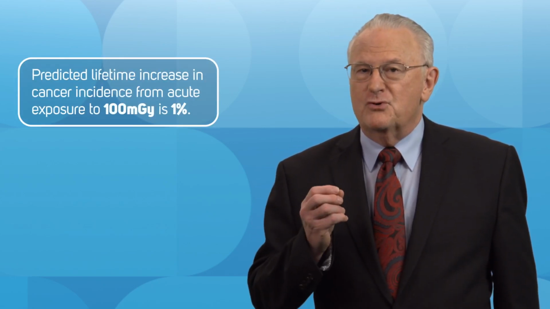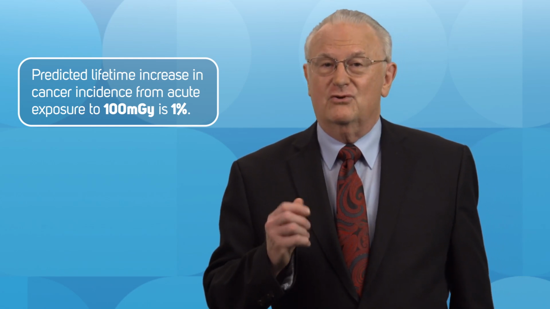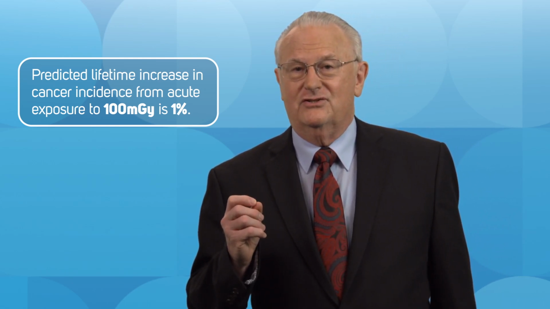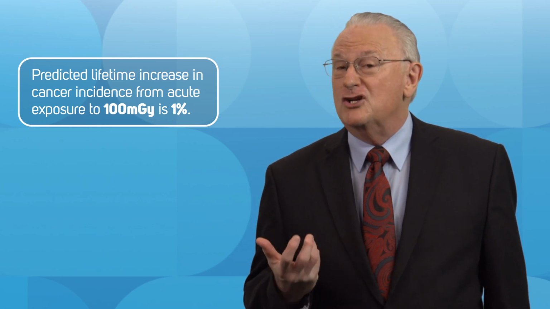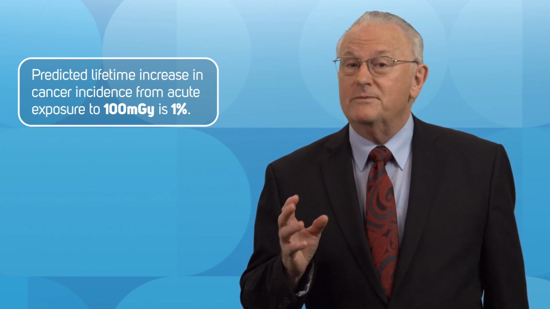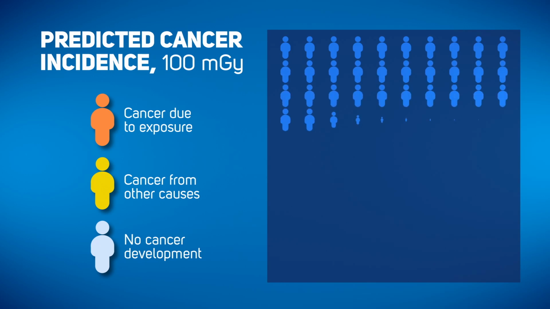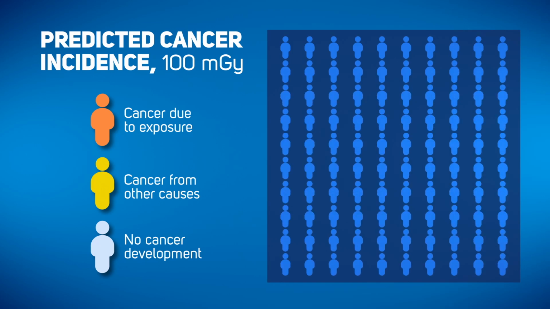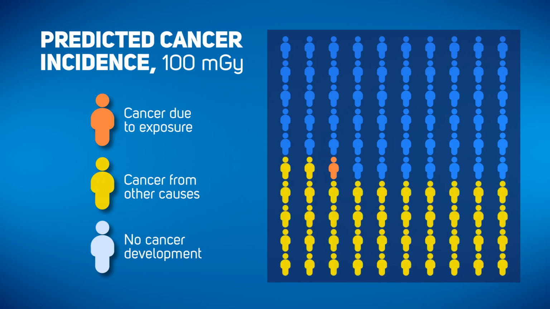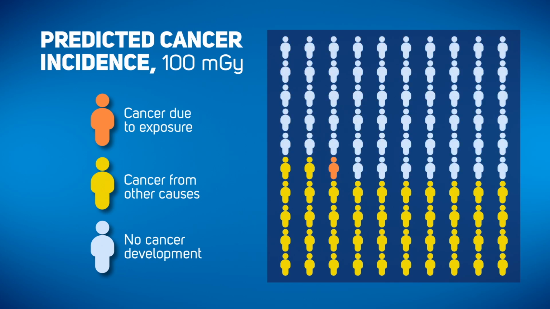For example, the predicted theoretical lifetime increase in cancer incidence after an acute exposure of 100 milligray is 1%. To put this in perspective, if 100 persons were exposed acutely to 100 milligray, one cancer occurrence would be predicted, whereas 42 incident cancers would be anticipated from all other causes, and 57 persons would not develop cancer at all. For lower doses, the epidemiologic challenges are even greater.